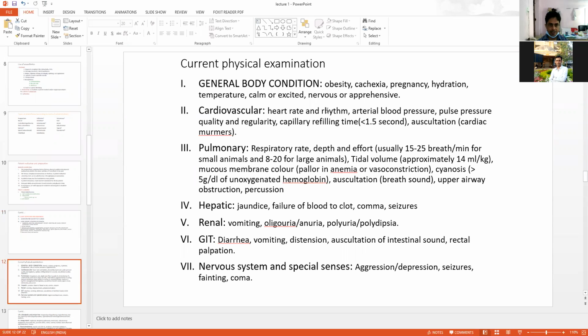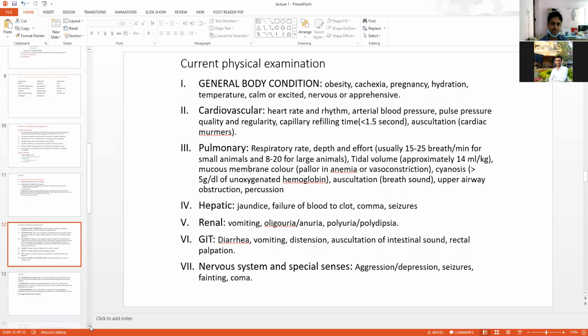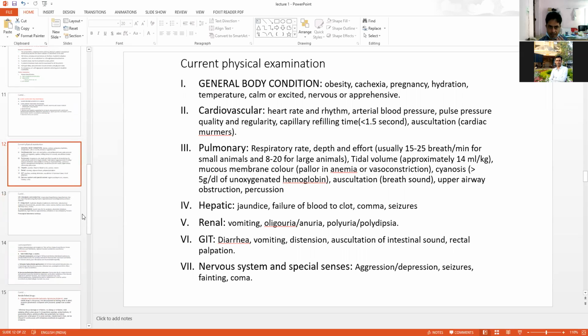Now, you have to observe different body conditions and different systems. Already I have discussed cardiovascular, pulmonary, hepatic. We perform liver function tests and kidney function tests. Then nervous system examination and history. If any animal has any nervous system problem, then you have to take the history, and on the basis of this you proceed to anesthetic administration. So examination of the different systems is very important.